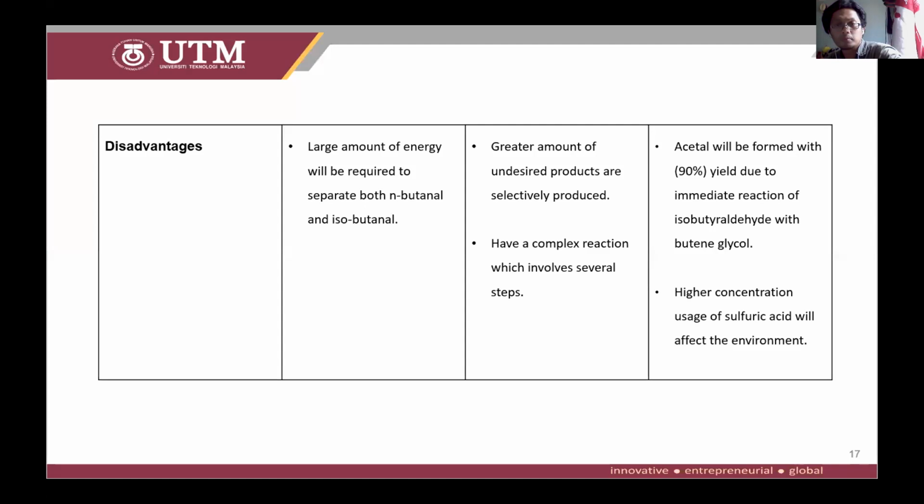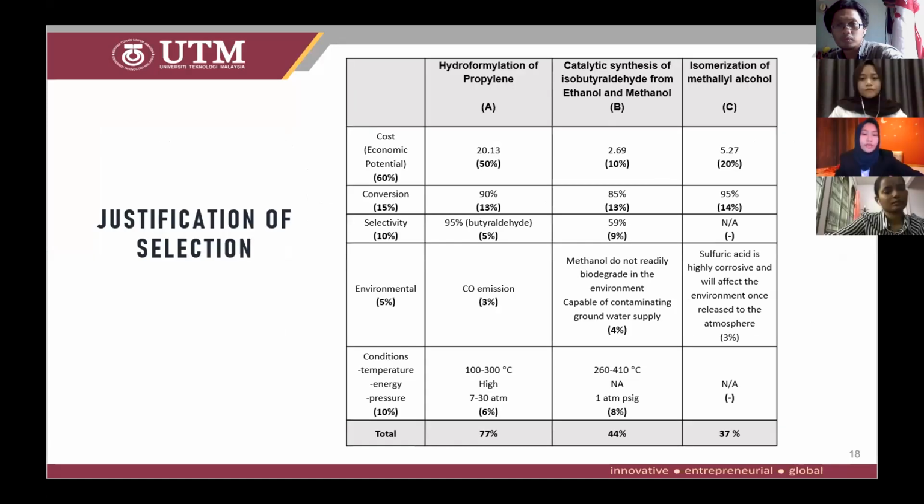We came out with the selection ranking table. So we have set the weightage for each parameter, and we have given the mark for each parameter considering the priorities of the factors. The factors involved are the EP, the economic potential, the conversion, the selectivity, the environmental aspect, and also the reaction condition.